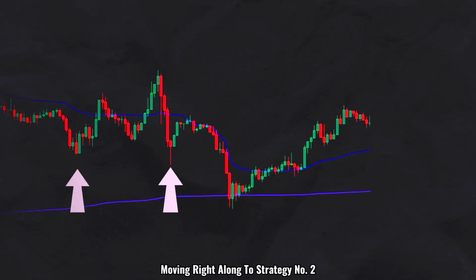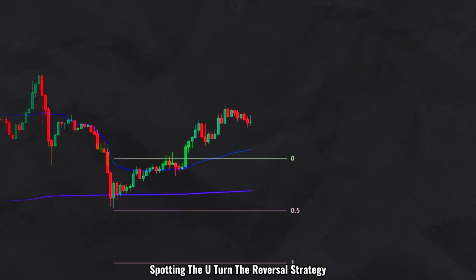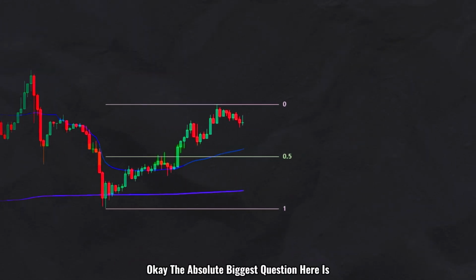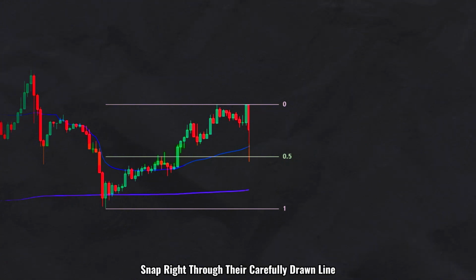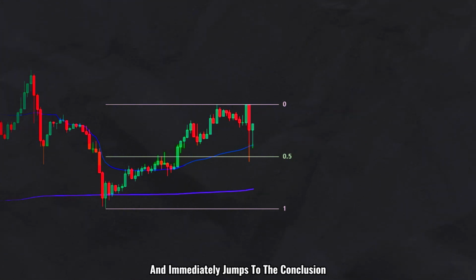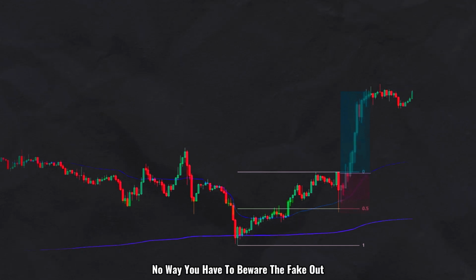Moving right along to strategy number 2, spotting the U-turn, the reversal strategy. Okay, the absolute biggest question here is what actually happens when the trend line breaks. A beginner usually sees the price snap right through their carefully drawn line and immediately jumps to the conclusion, the trend has changed. Time to trade the other way. But is it really that simple? No way. You have to beware the fake out.